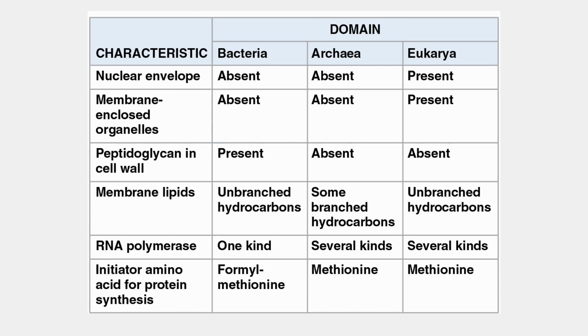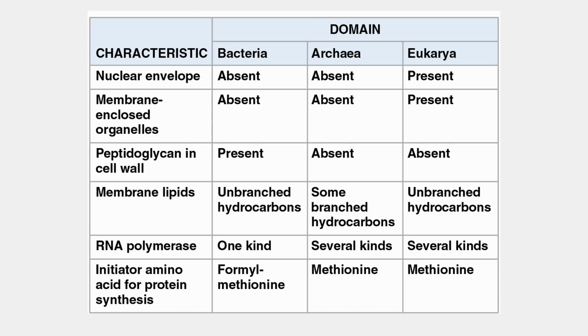Okay, so this table is laying out the differences between the three main domains. We've got bacteria, archaea, and eukarya, and it's demonstrating that archaea are actually more closely related to eukarya based on several criteria that are listed out here. Bacteria and archaea both have no nuclear envelope. They also don't have membrane-enclosed organelles. Bacteria have a peptidoglycan composition in their cell walls, but both archaea and eukarya do not.